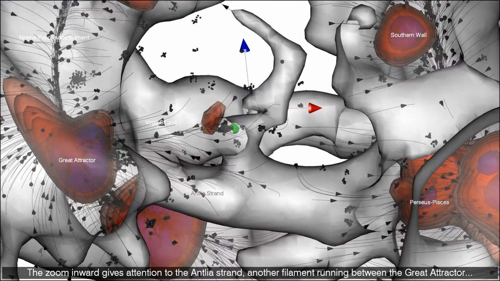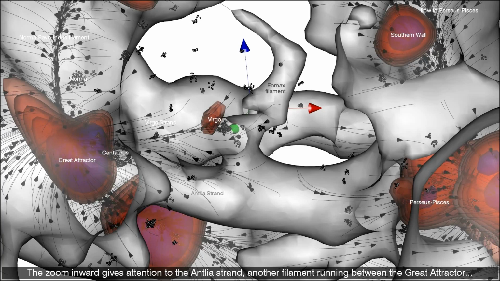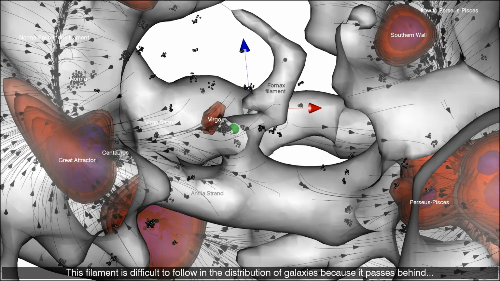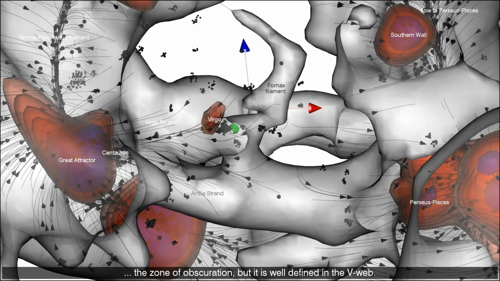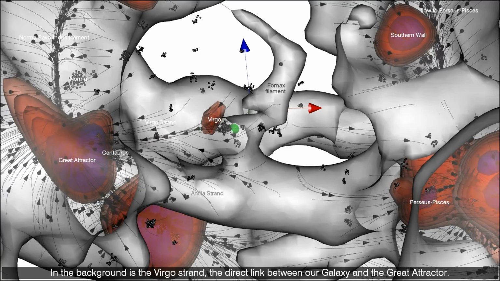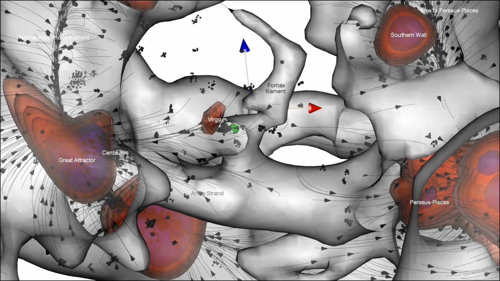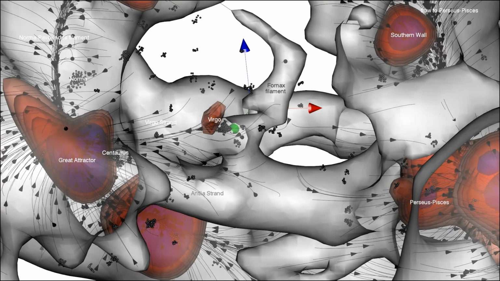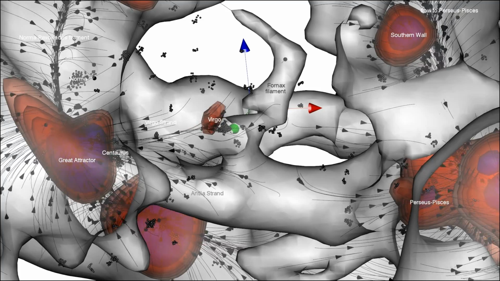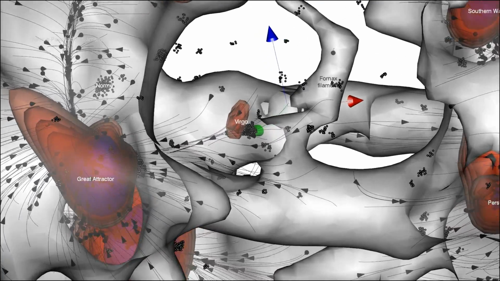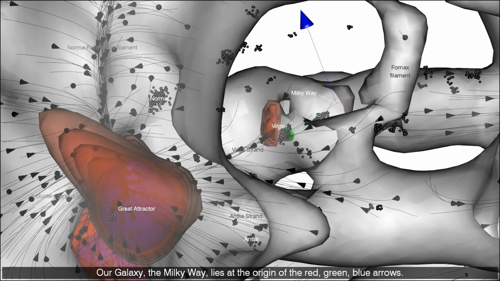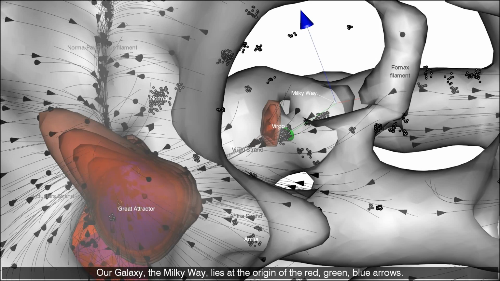The zoom inward gives attention to the antler strand, another filament running between the Great Attractor and Perseus Pisces. This filament is difficult to follow in the distribution of galaxies because it passes behind the zone of obscuration, but it is well defined in the V-web. In the background is the Virgo strand, the direct link between our galaxy and the Great Attractor. Our galaxy, the Milky Way, lies at the origin of the red, green, blue arrows.